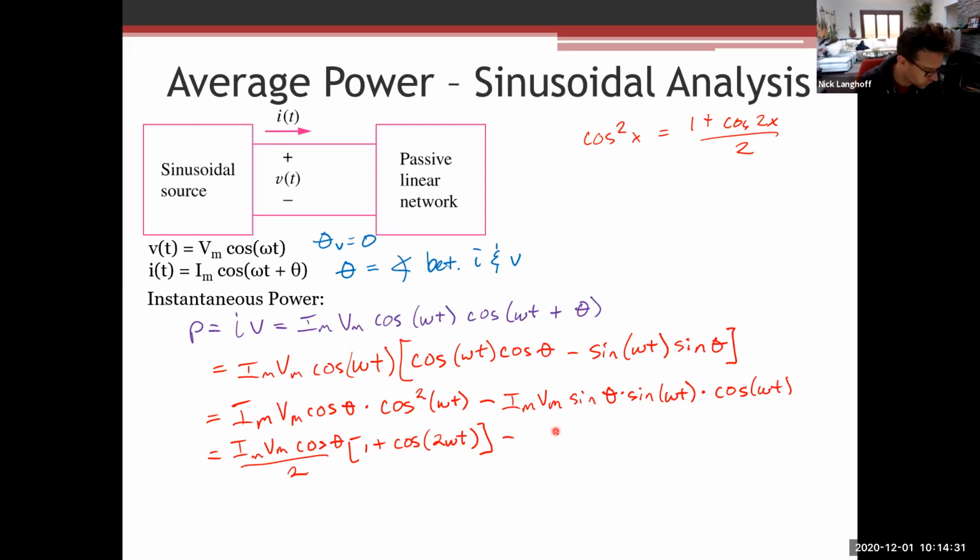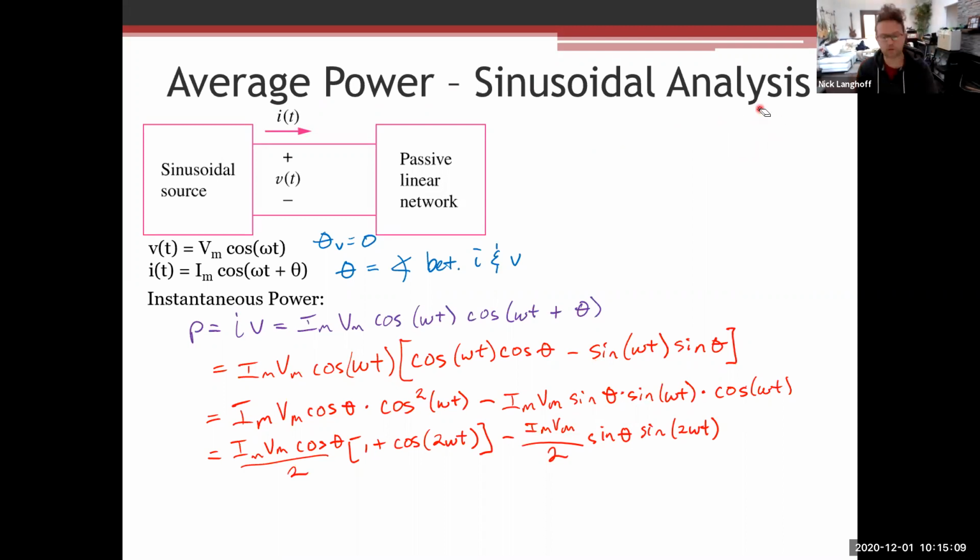And then we'll do it again here as well. We're also going to combine some terms with this sine term and this cosine term, but just trust me that this works out in the trig identities. This is 1/2 Imax Vmax times the sine of theta times the sine of twice the angle there. Okay, so this looks like some kind of mess, right?